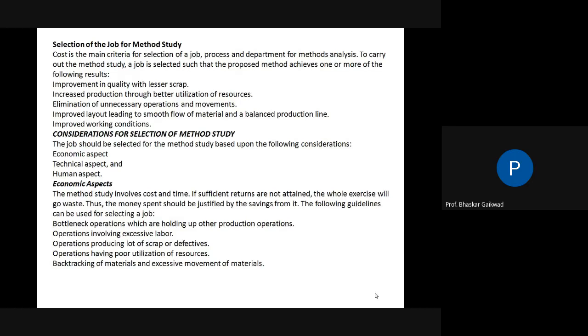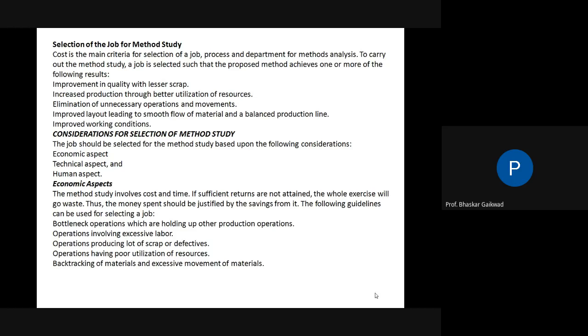Then, increase the production through better utilization of resources. Increase the production with better utilization of resources. What are the resources? Materials, machines, and men. These are the resources. If better utilization of these is possible, then you can select only that area.